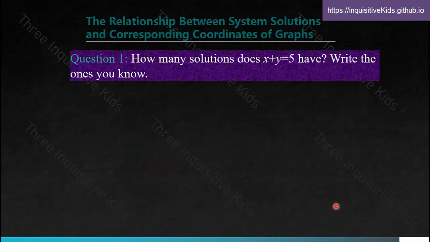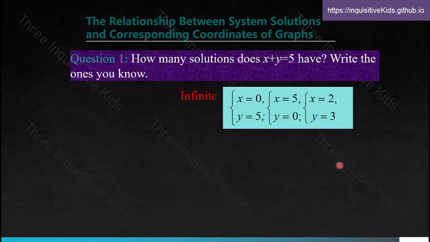The relationship between system solutions and corresponding coordinates of graphs. Question 1. How many solutions does x plus y is equal to 5 have? Write the ones you know. There's actually infinite. You might write this, such as x is equal to 0, x is equal to 5, x is equal to 2. But who says it has to be whole numbers or even positive numbers? You could do negative decimals. You could do all sorts of stuff, so it doesn't really matter. So here, it would have infinite solutions.